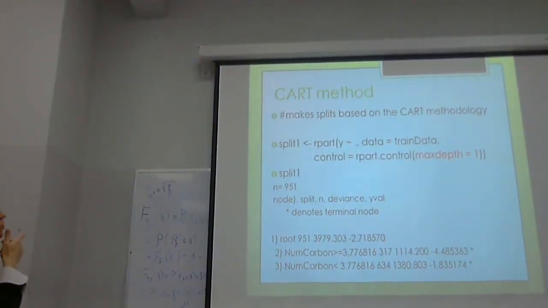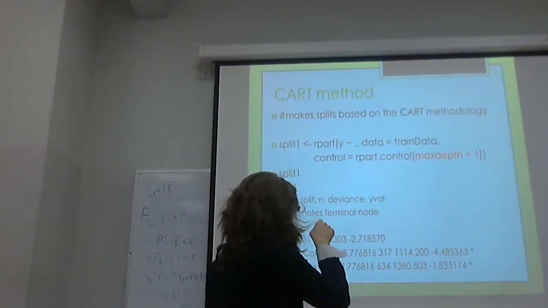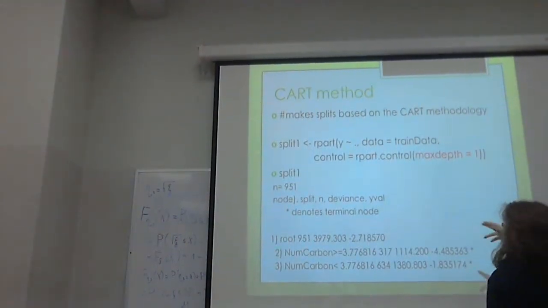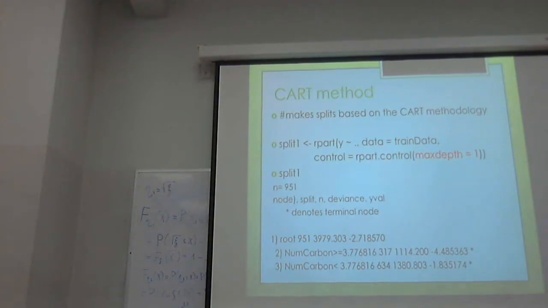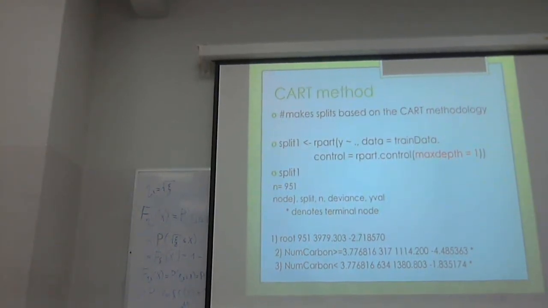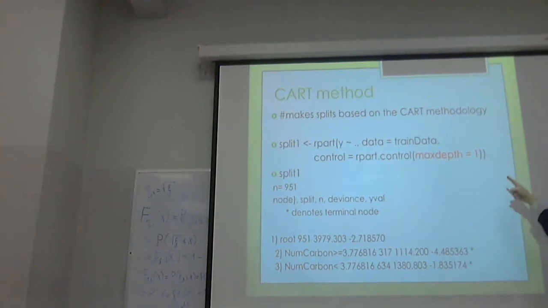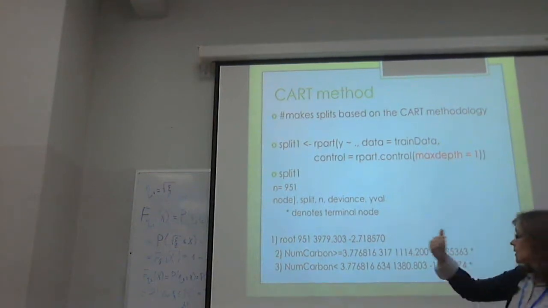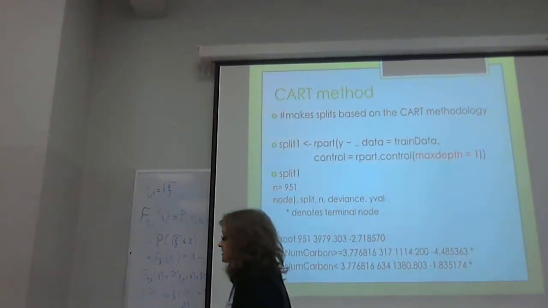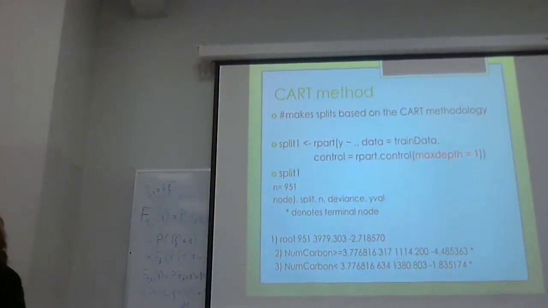That's why we created this special syntax. So you predict y tilde dot, taking all predictors from the train data, and then max depth one, meaning that you just find the one split. Once you get it, now please change it to 2, to 3, and see how you add predictors one by one.